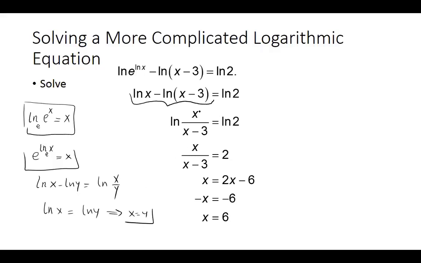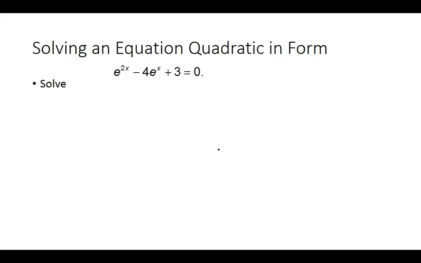And that's what we're doing here. We are saying that the argument must be the same. Then you can cross multiply and solve for x. x would be equal to 6. Let's take a look at this example.